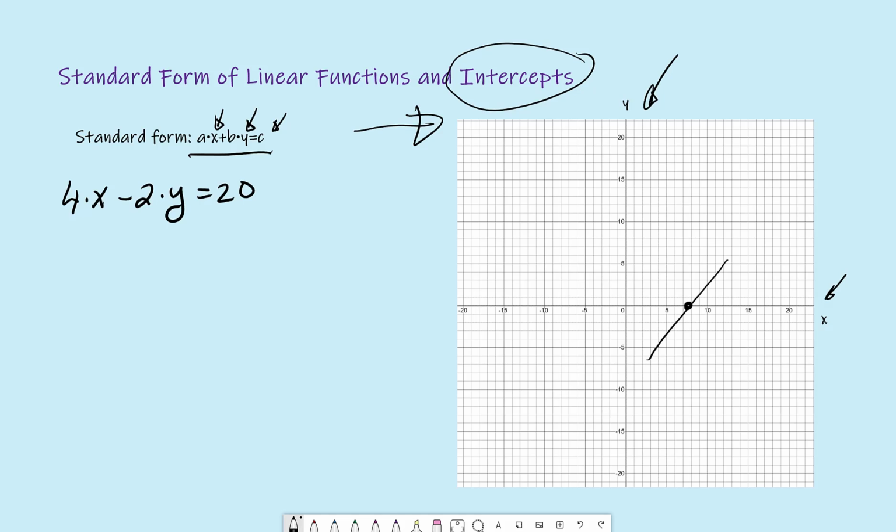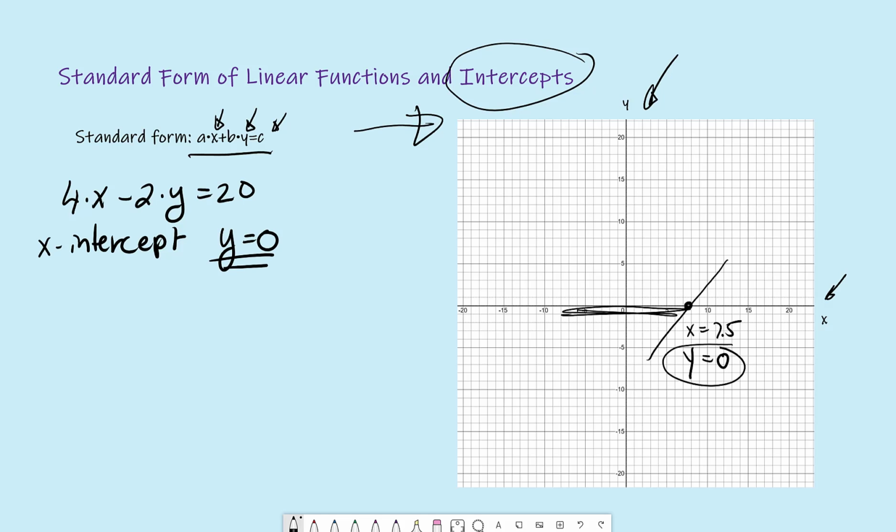What does that mean? It means that at that point where x equals 7.5, the y value of this line is exactly 0, because we're actually on the x-axis. We're right on top of it. And when we're on top of the x-axis, our y equals 0. So an x-intercept, which is what I showed here, is derived when we use y equals 0 in our equation.